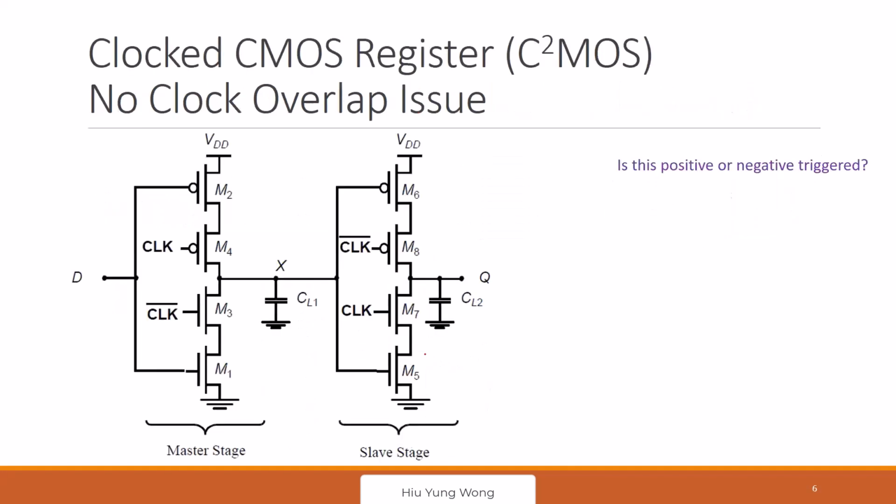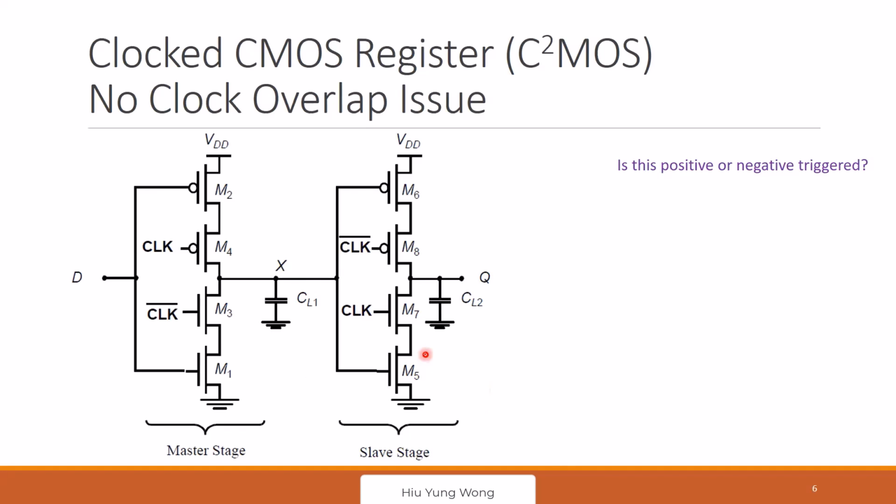The main important thing is that there's no clock overlap issue. Looks like no, right? Overall, it has no clock overlap issue. Before this, again, I'll ask you, is this a positive or negative trigger edge register? This is just like an exercise. This tells you what is a negative or positive edge trigger register.